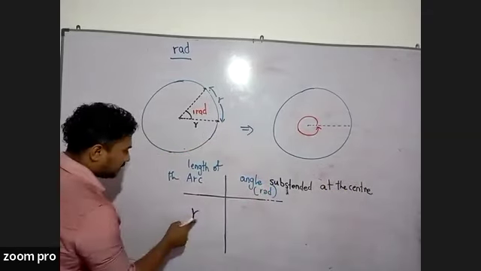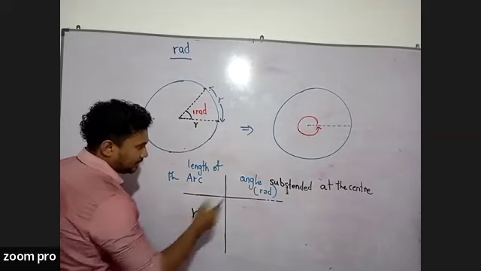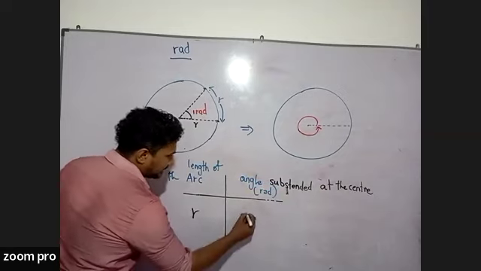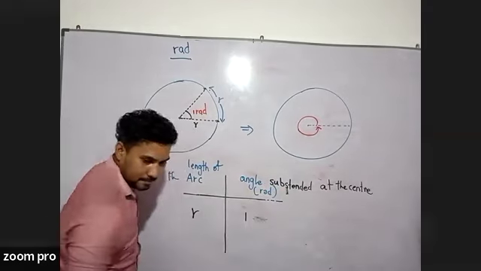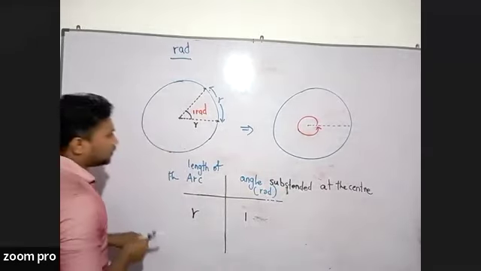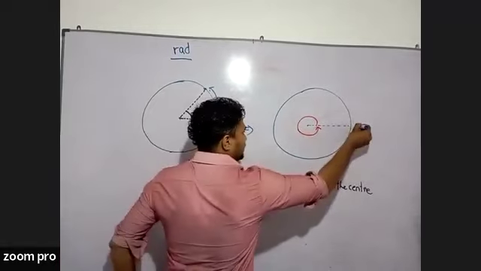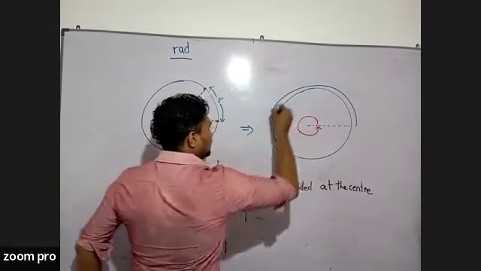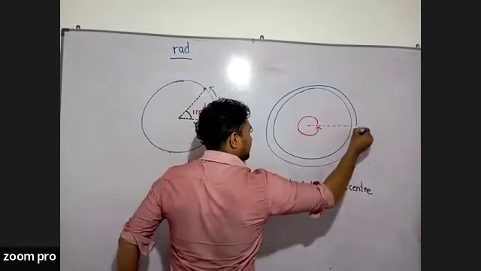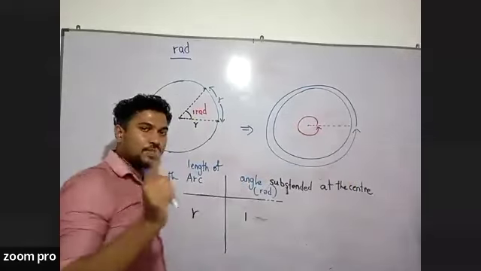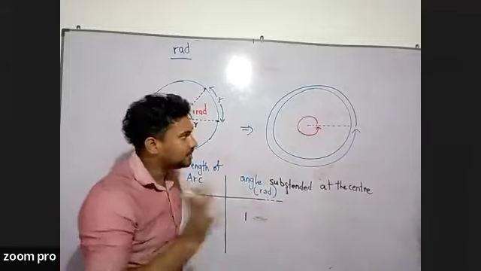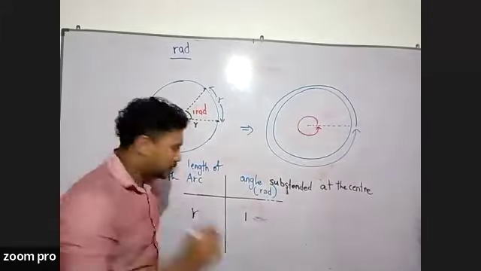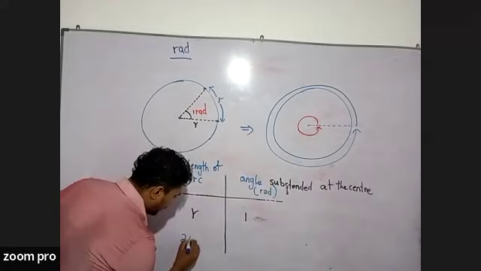If the arc is r, then the angle subtended at the center is 1 radian, isn't it? Right. So now tell me, what is the total arc of the circle? What is the length of the total arc of a circle? That means the circumference of the circle, it should be equal to 2 pi r.